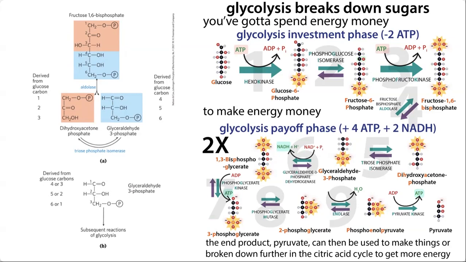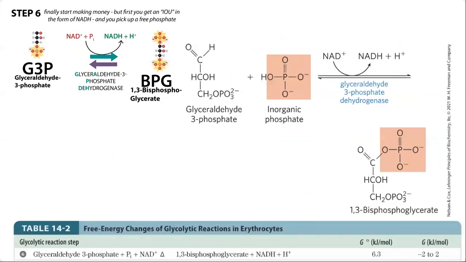And so you have these two equal parts, but now everything in this payoff phase is going to be doubled. Everything that happens down here, we're going to double it. That's why we get 2 NADH instead of just 1, because all of this is happening twice because we split the 6-carbon molecule into 2 identical 3-carbon ones. Well, not identical at first, but then identical.